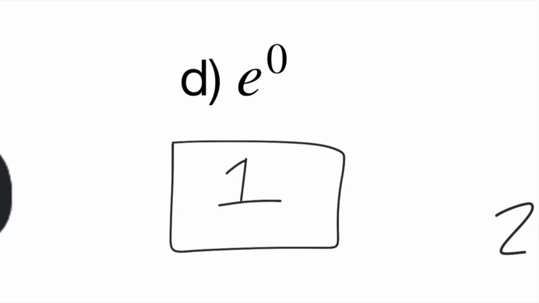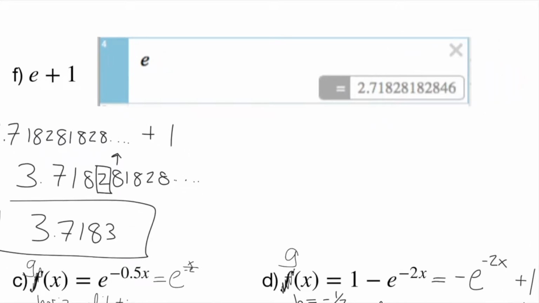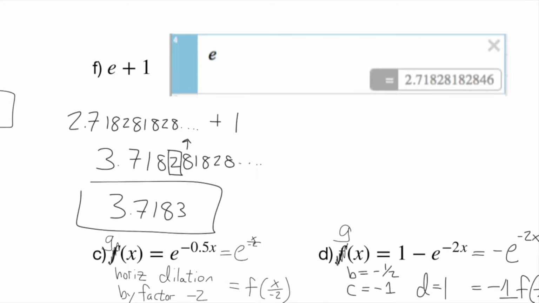If you type in e to the 0, that's just going to be 1. Any positive number raised to the 0 exponent is going to be 1, and that's no different for e. Because remember, e is just a number. e is just 2.718281828. If you take this number and you add 1 to it, this becomes 3.718281828. And you round it to the 4th decimal place, you get 3.7183.